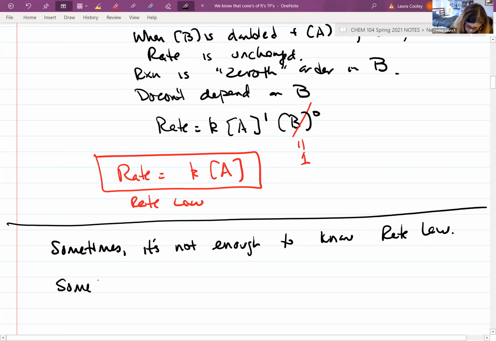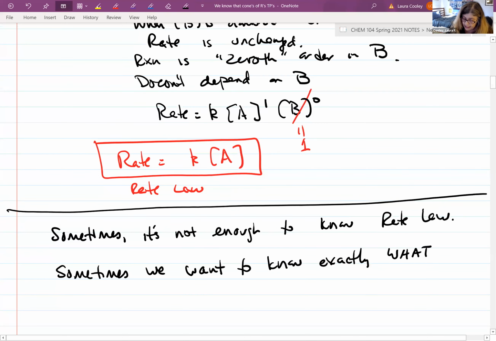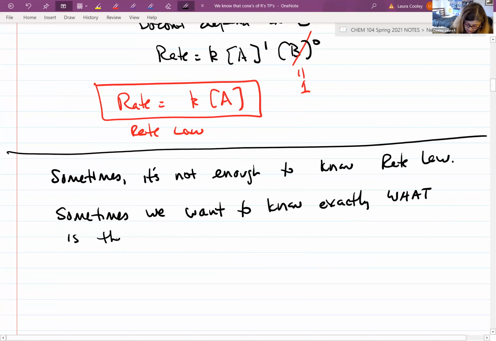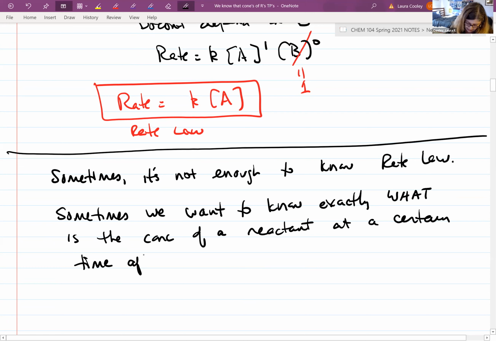Sometimes we want to know exactly what is the concentration of a reactant at a certain time after the reaction starts. And how do we do that?